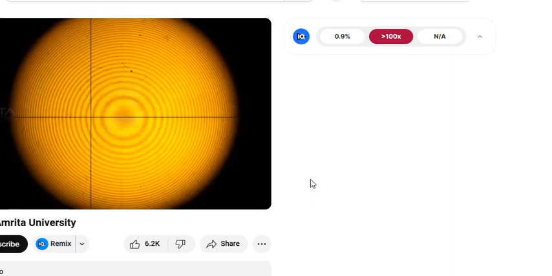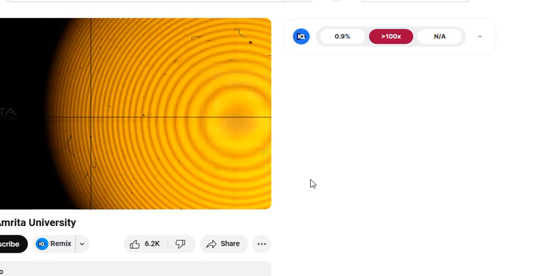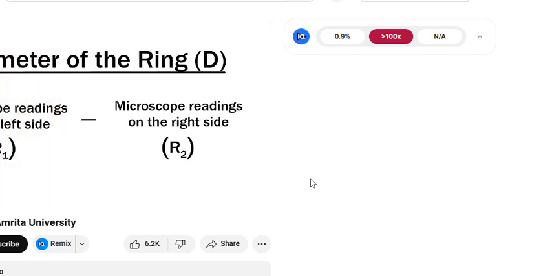Fix the vertical crossbar of the microscope on the 20th bright ring at the leftmost end and record the reading on the horizontal scale. Repeat these measurements for microscope movement from left to right and evaluate the diameters of different rings.